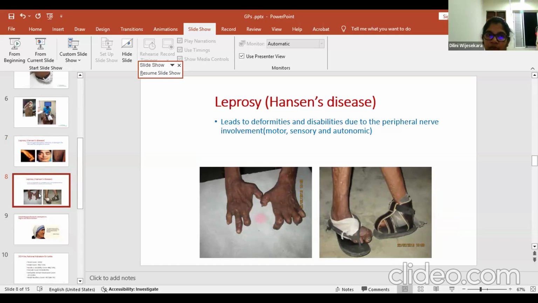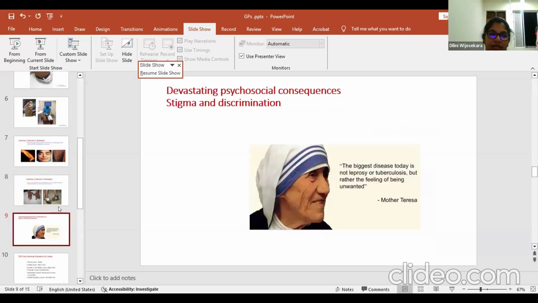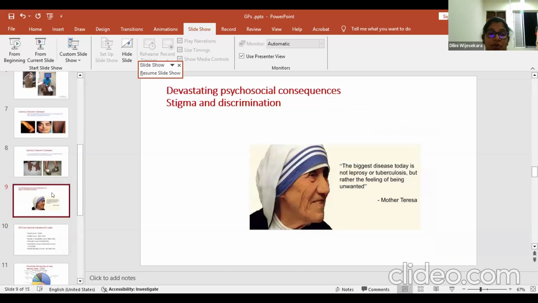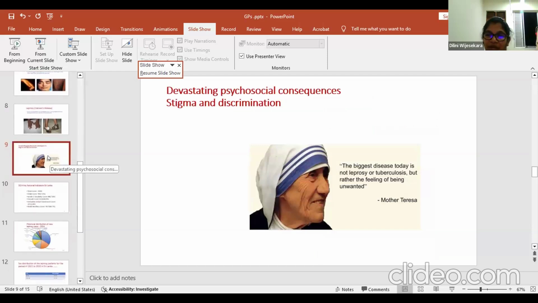So it is very important as doctors to be aware of this situation, because some of these deformities we can't revert back. If the person affected with leprosy has a kind of deformity, sometimes we may give physiotherapy, but sometimes these deformities and the resulting disabilities are lifelong. The other thing, unlike in other diseases, as we all know, nobody wants to have leprosy.